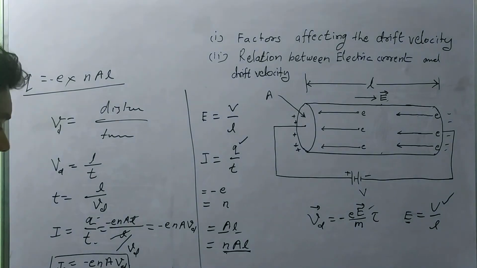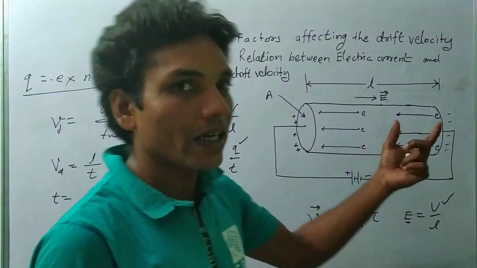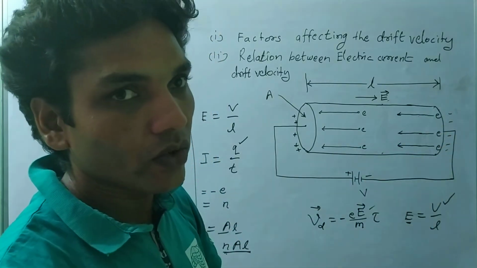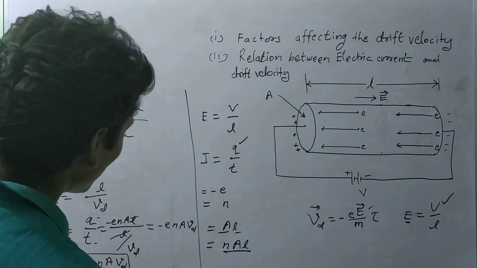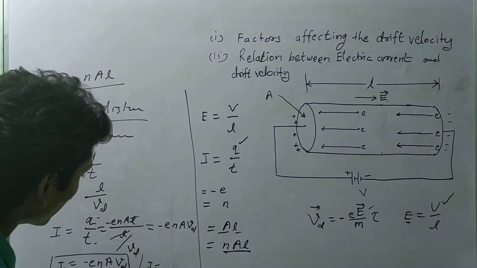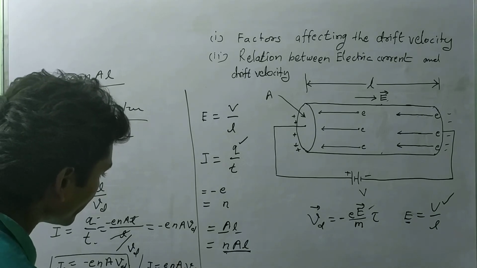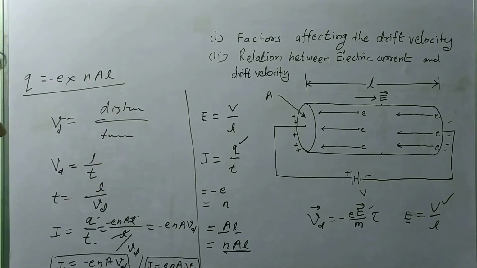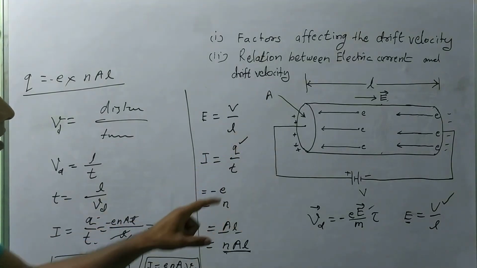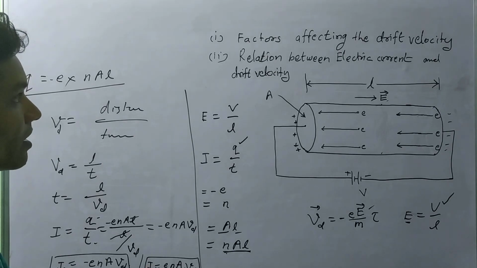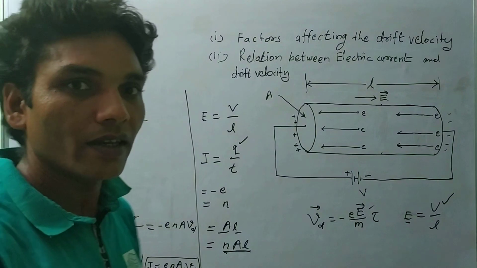Here the minus sign shows that the electrons are moving opposite to the electric field. So the magnitude of the current will be I equals e n A Vd. This is the relation between the current flowing through the conductor and the drift velocity. Is it clear? Okay, thanks.